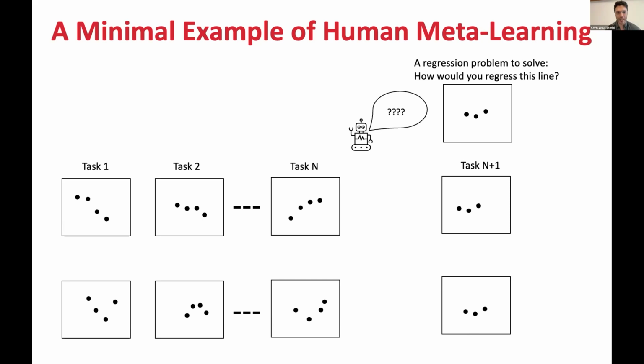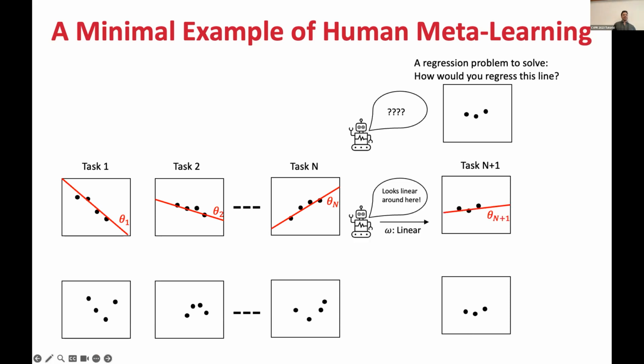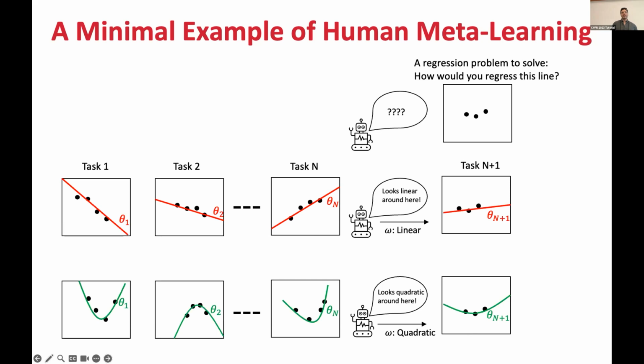So hopefully you can see what I'm getting at here. In this first task distribution, you might be thinking, okay, it looks kind of linear over here, so I'm going to draw this line through the testing task. And in the second set of tasks over here, you might be thinking, okay, it looks kind of quadratic over here, so I'm going to draw another line through the testing tasks.